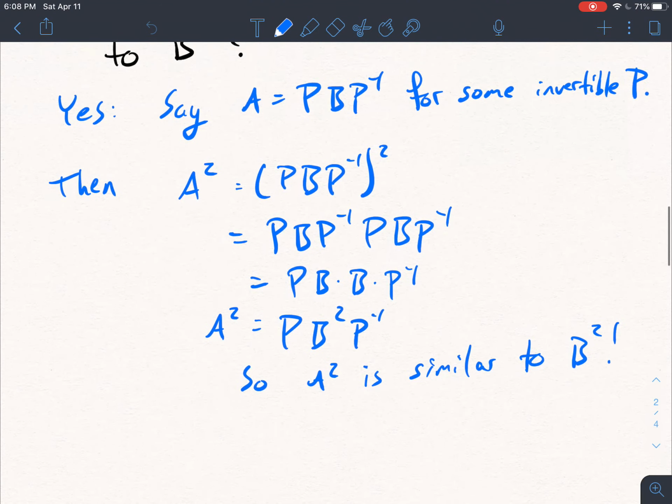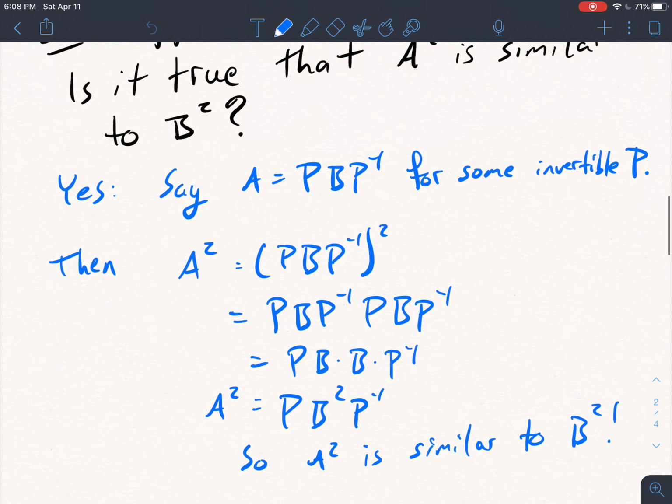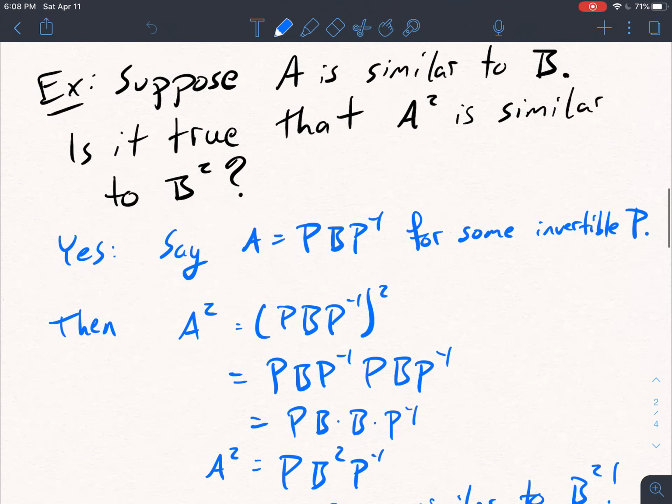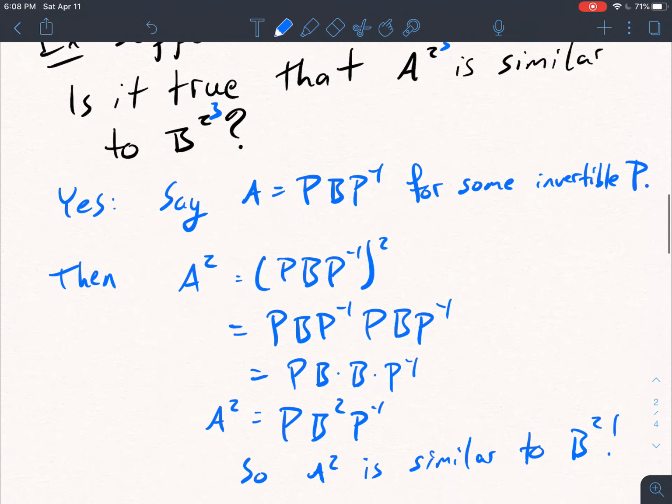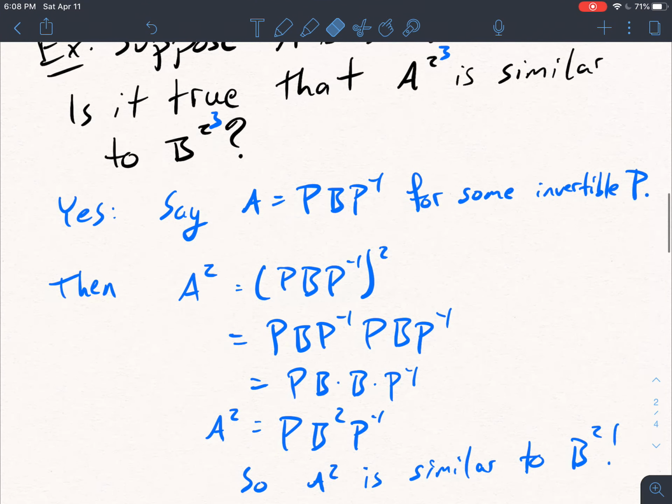So the answer is yes here. Let me back out. I'm not able to scroll. Okay, here we go. So question. Does this work for A cubed and B cubed?